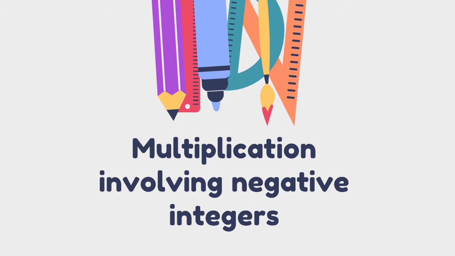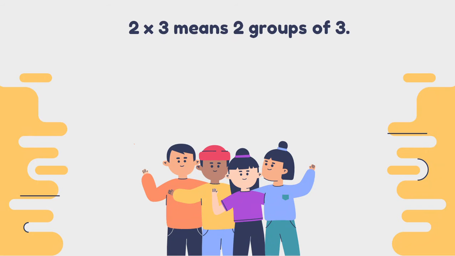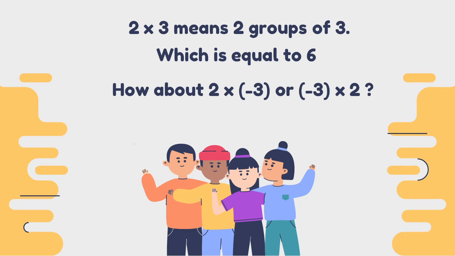So in this video lesson, we're going to learn about multiplication and division involving negative numbers, negative integers, I mean. In primary school, you have learned how to multiply positive numbers. For example, 2 times 3 means two groups of 3, which is equal to 6. So how about 2 times negative 3, or negative 3 times 2?